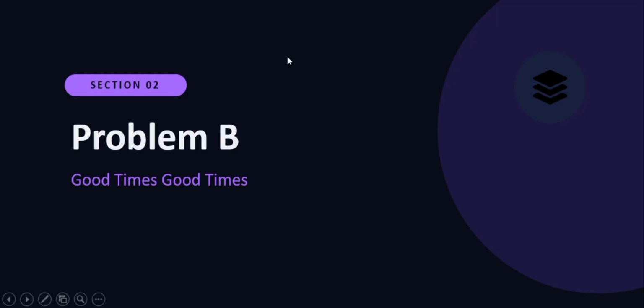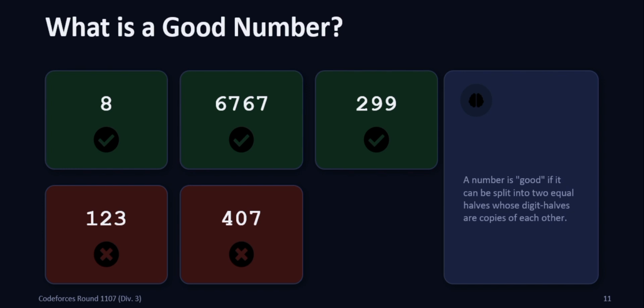This good times problem. What is good? Firstly, as we said, a number is good if it can be split into two equal halves whose digits are copies of each other, which means there are not more than two distinct digits.